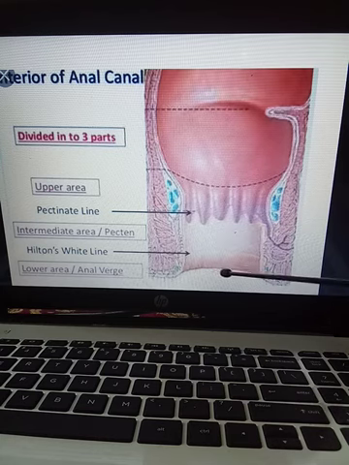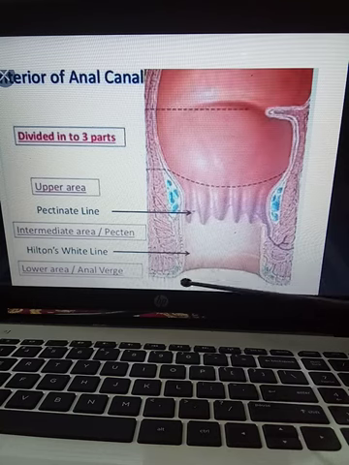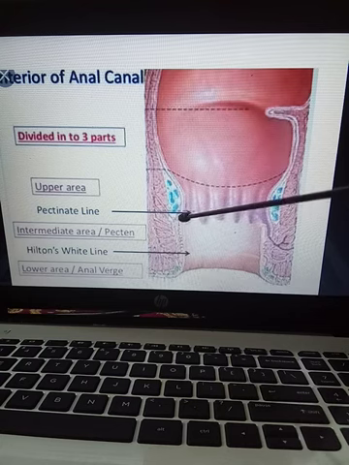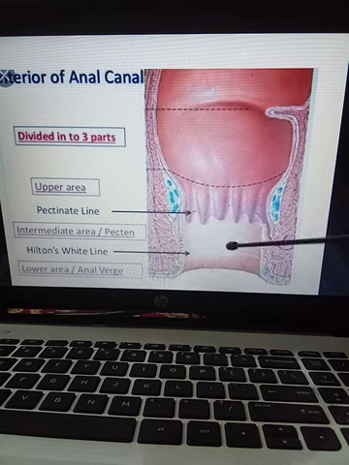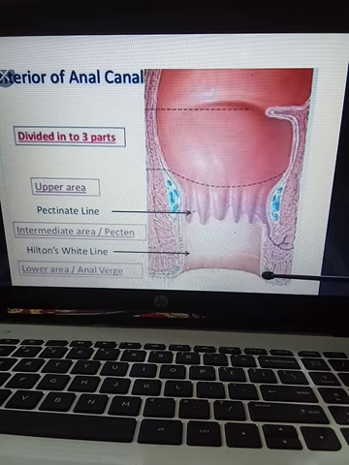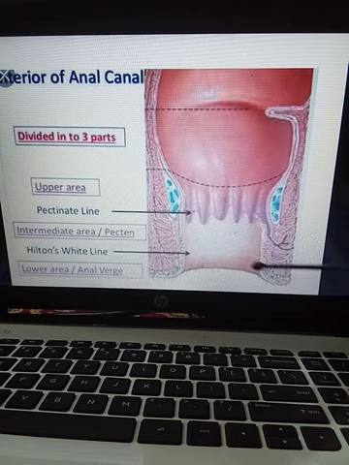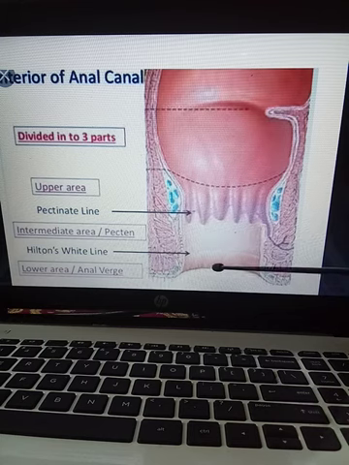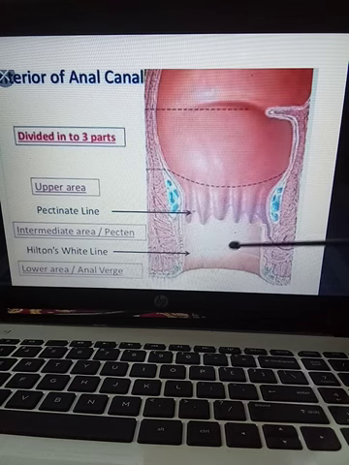This middle part is separated from the lowermost part by a line called the white line of Hilton. And here, at the white line, the internal sphincter ends and the subcutaneous part of the external sphincter starts. This area is lined with thin, glossy, pale epithelium, which is devoid of sweat glands.